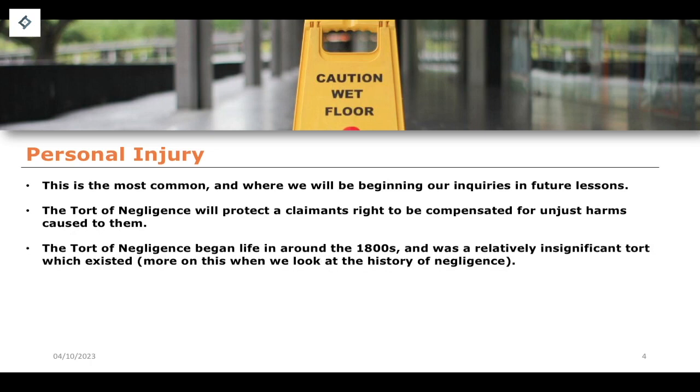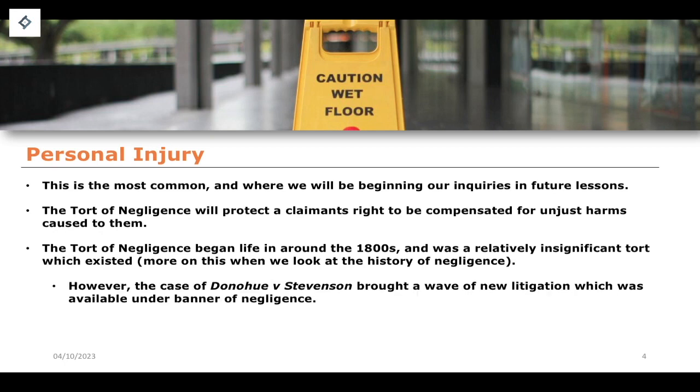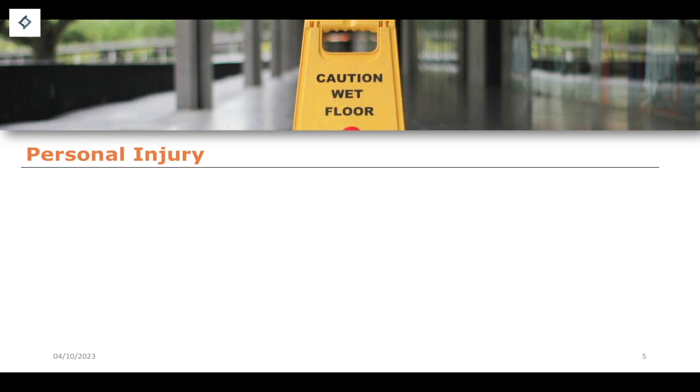But essentially, the law of negligence began its life around the 1800s as a relatively insignificant tort. We will see the development and the expansion in scope of negligence when we look at some fundamental and foundational cases, specifically pertaining to the duty of care and the way in which the duty of care is applicable outside of, for example, a contractual obligation. This, of course, brings us to the case of Donoghue v Stevenson, arguably the most famous case in all of English law, owing partially to the facts of the case being particularly memorable, and so we will get to this in future lessons.